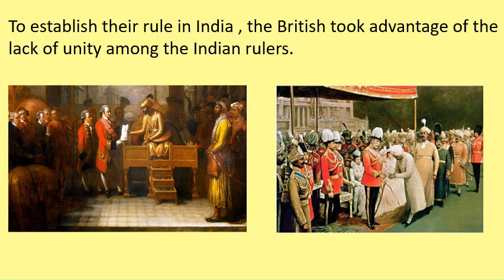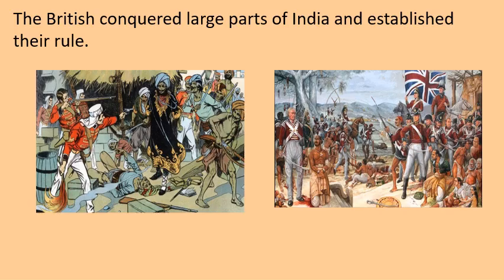India at that time was divided into small kingdoms which were often at war with one another. To establish their rule in India, the British took advantage of the lack of unity among the Indian rulers. They expanded their reach and rule in India by defeating the Indian rulers. The British conquered large parts of India and established their rule.